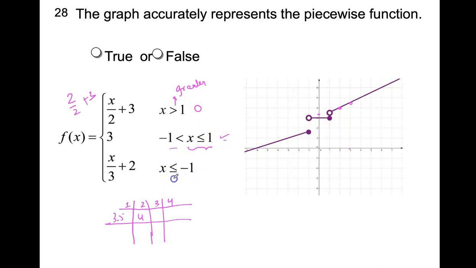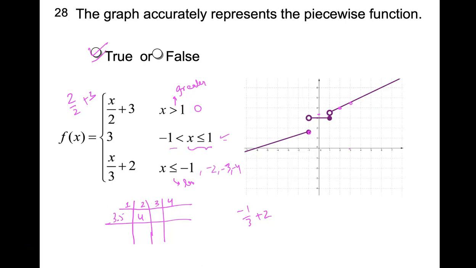x is less than or equal to -1. What are the numbers less than or equal to -1? -2, -3, and -4. You have to test all of those over here. So if I test -1, it will be -1 over 3 plus 2. It will be -5 over 3, so -1 point something. Yeah, I can see the solid circle. You can check all of these going in the right direction. This is true. The graph accurately represents a piecewise function. It is true.